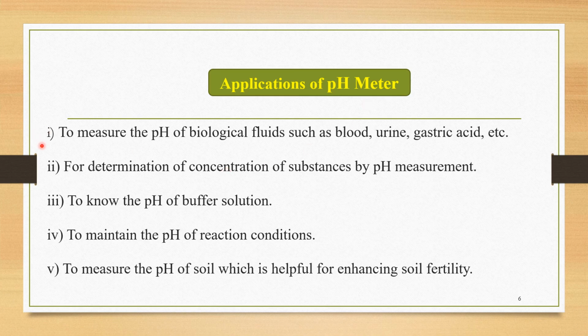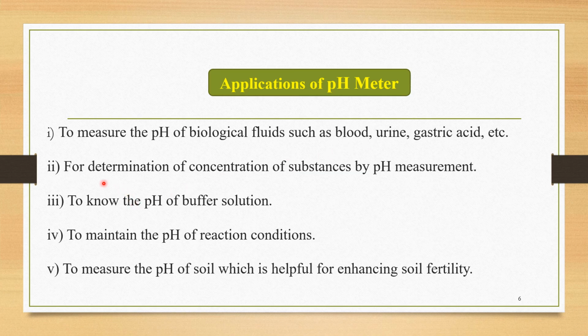The first important application of this pH meter is to measure the pH of biological fluids such as blood, urine, gastric acid, etc. So this is a very important application of this pH meter related to the medical field. For these particular biological fluids, we may measure the pH.